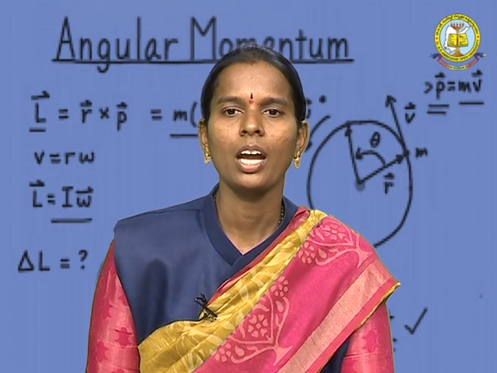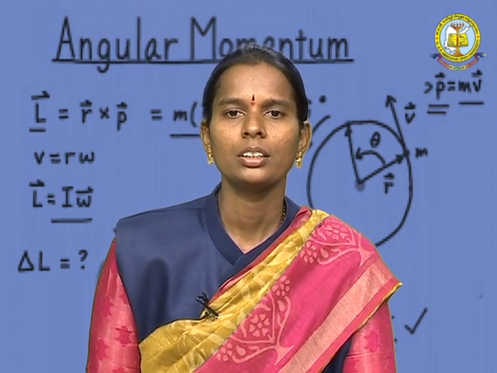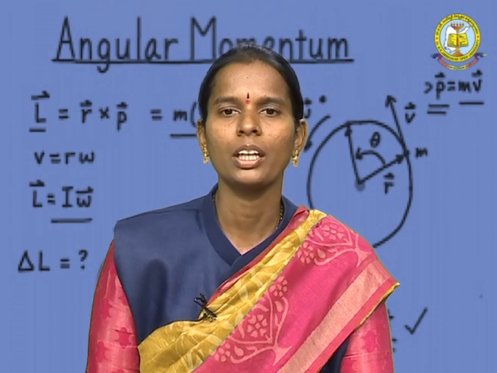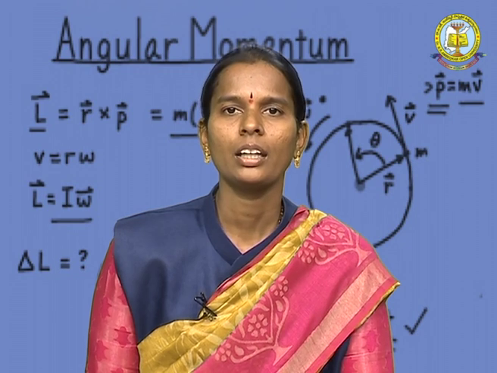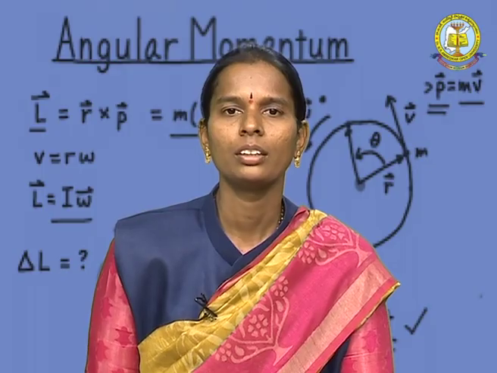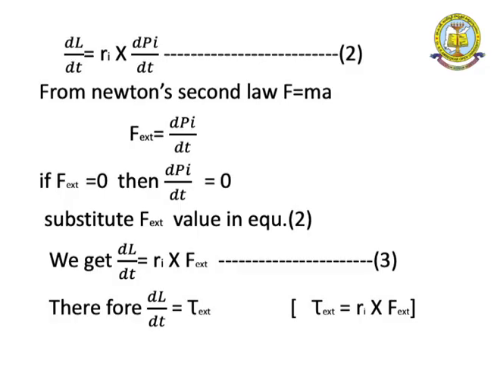The rate of change of angular momentum is given by dL by dt equal to d by dt of ri cross pi. Differentiating with respect to t, dL by dt is equal to ri cross dpi by dt. Applying Newton's second law, force is equal to mass into acceleration, so the external force is equal to dpi by dt, the rate of change of linear momentum.